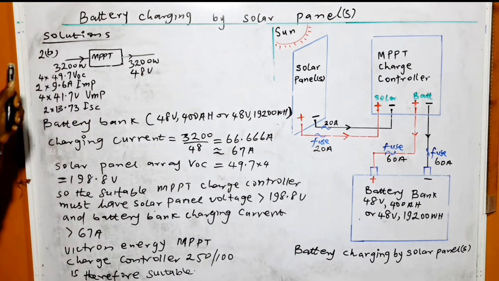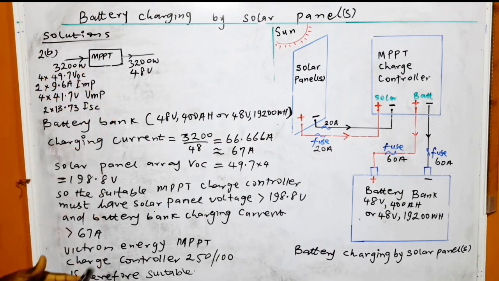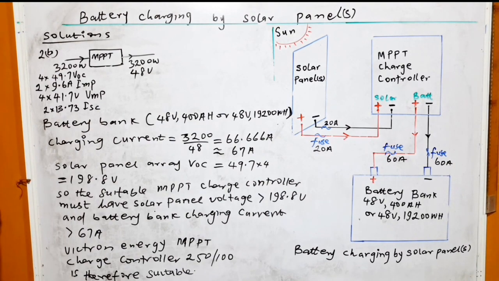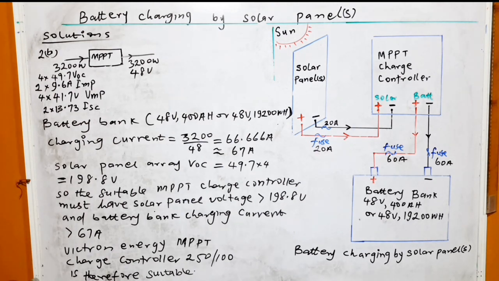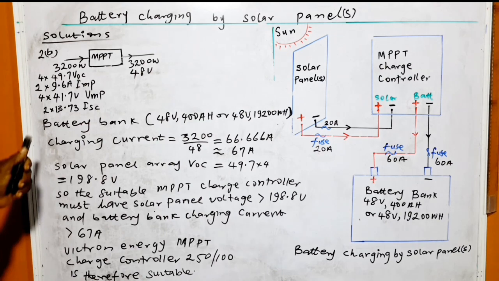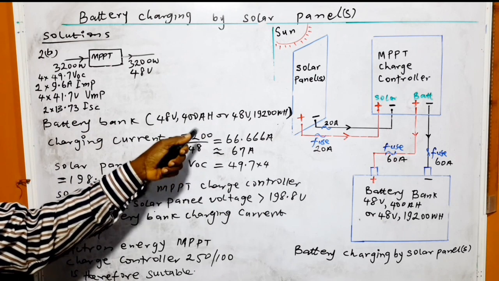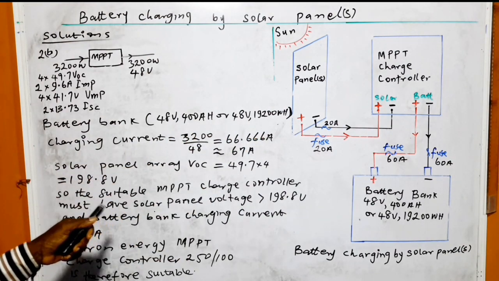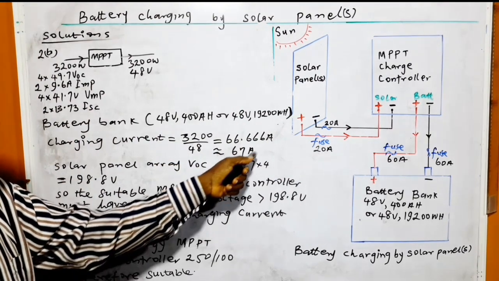Okay. Now, coming to the solution to 2B, I also said before that the MPPT charge controller behaves like a transformer. That's why the power on the solar panel side is always equal to the power on the battery charging side. So all the figures here are for the solar panel array, not for a single solar panel. Now, let's move on. Battery bank, this is the capacity of the battery bank. This is correct, this is also correct. Then the battery bank charging current is equal to 32 by this, and it's 67 ampere.